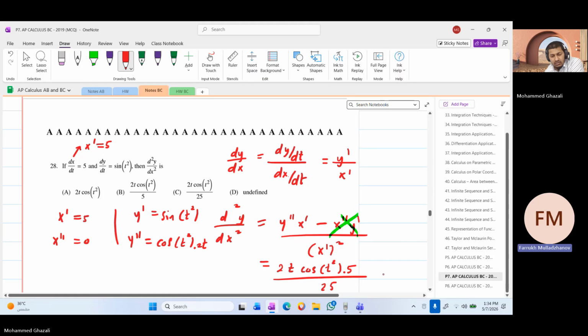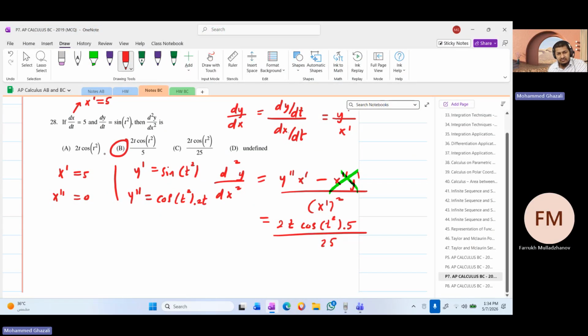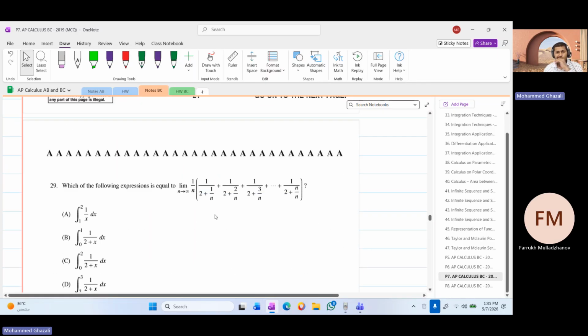So B, sir. What's the answer? B, 2t cos t squared over 5. Y double prime is cos t squared times 2t, times 5, and x prime squared is 25. Yes. Right. Let's move on to the next question. We just have 2 more questions left, then we're done.